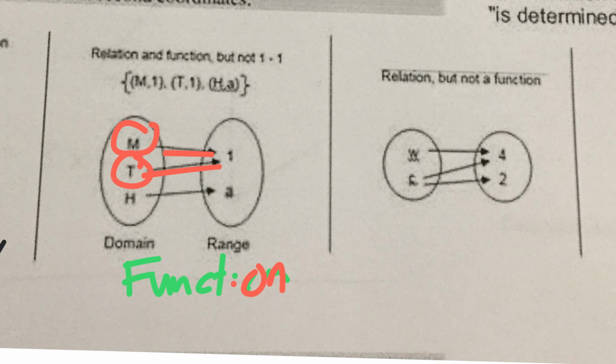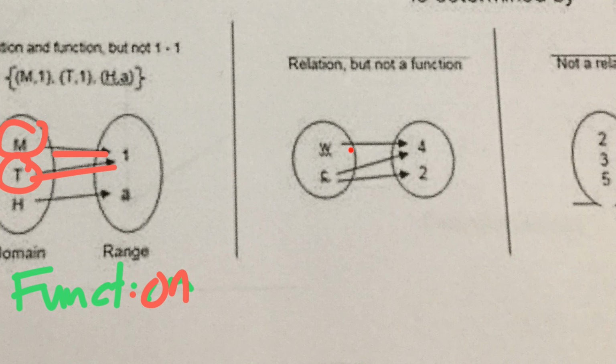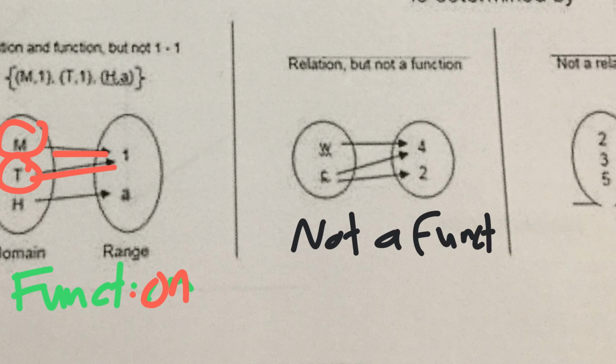Okay, look at the next one. We've got W maps to 4. C maps to 4 and 2. So sometimes when you press C, you get 4. Sometimes when you press C, you get 2. Well, that's not what we want. So this is not a function. It is a relation, but it's not a function.